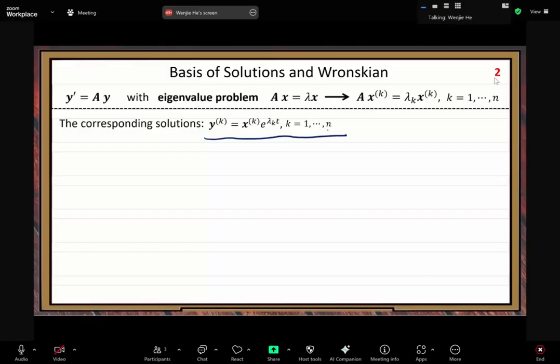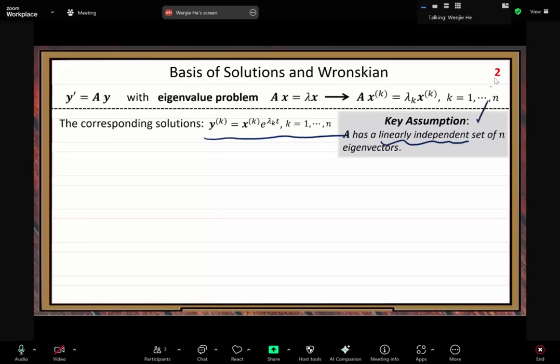And the eigenvector you use to write these solutions. Here, just to remind you of the key assumption: we assume they are linearly independent. So you don't need to worry about that. In the general case, you cannot assume that, but here we only work on the A matrices that satisfy this assumption.